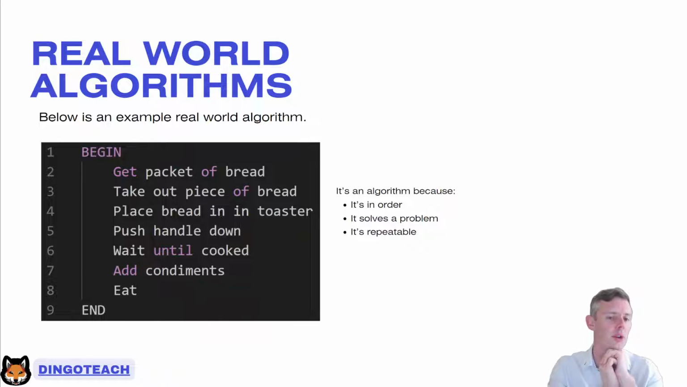So here is my lovely algorithm, written in what's called pseudocode, and we'll get to that in just a second, for cooking a bit of toast. So what is step one? Well, step one is get the packet of bread, take a piece of bread out, you place it in the toaster, you push the handle down, you wait until it cooks, you add your condiments like your Vegemite and your butter, not in that order obviously, and then you eat it. Hooray! And I can do that again. I can make another piece of toast, and then another piece of toast, and another and another. It is repeatable, it's in order, and it solves an issue that I have.